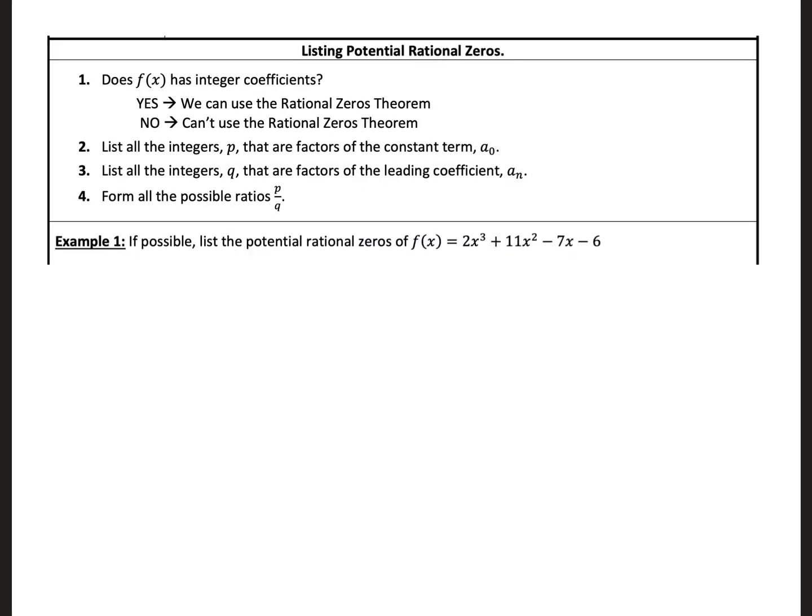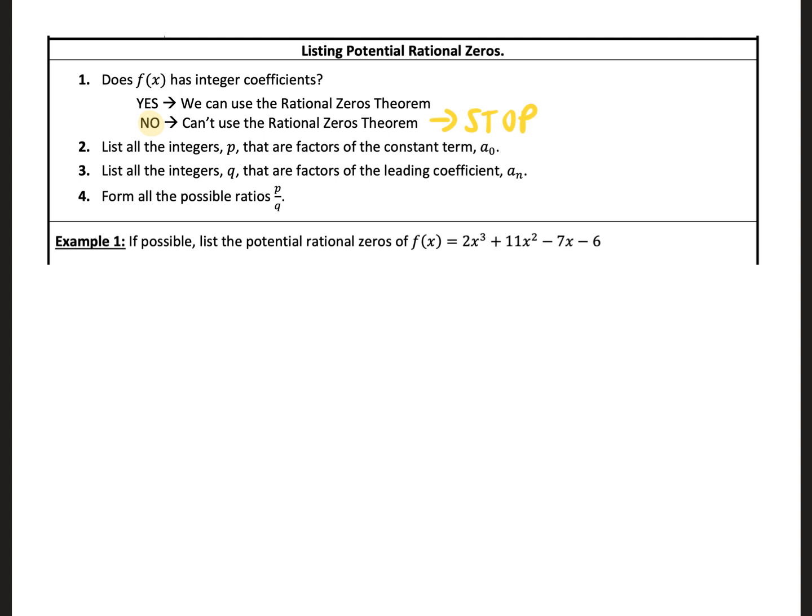Here is a list of the steps we can use to find the potential rational zeros. The first one: you have to determine if your function has integer coefficients. Again, that means that each number in front of our x is a nice, whole number. If it's a decimal or a fraction, we can't use this theorem. If we answer yes to this question, we move on and do the rest of the steps. If my answer is no, we have a fraction or a decimal, then I need to stop and I can't use my theorem. I can't solve the problem in the way that we're going to for the rest of these.